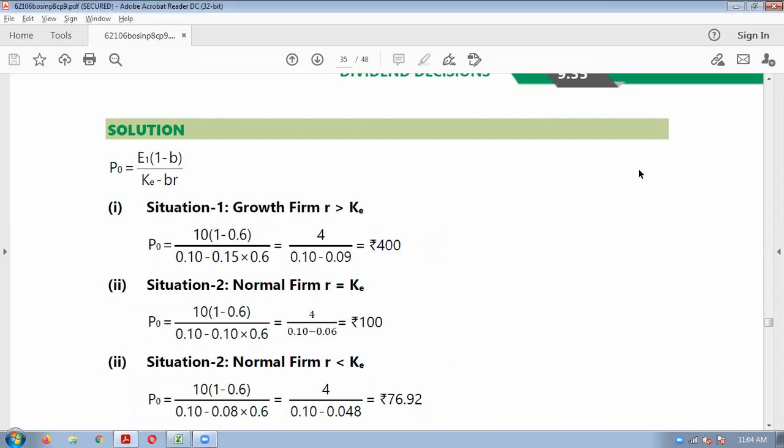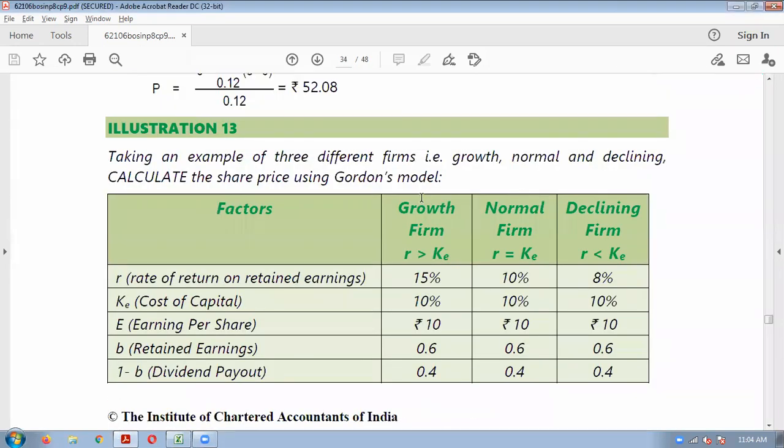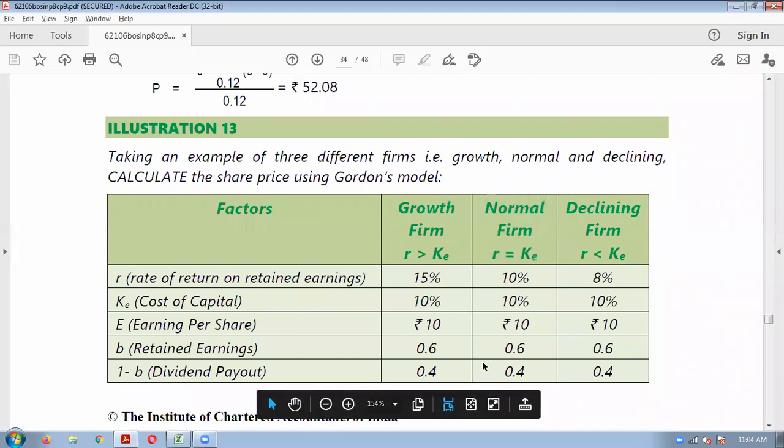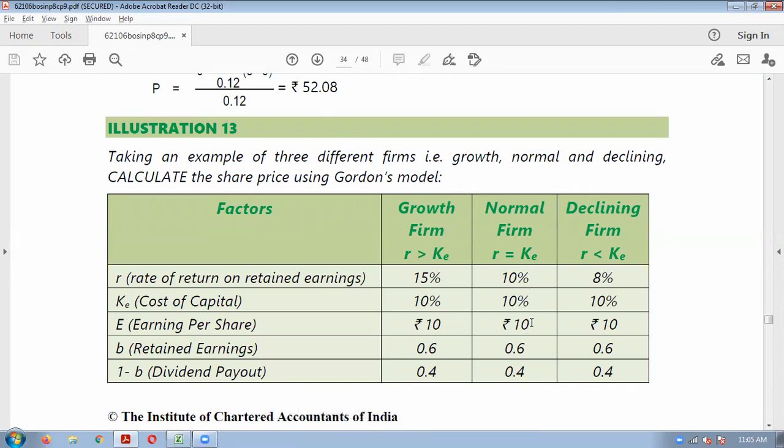Like this we can solve for the other firms also. How can you solve? For firm number 2, the normal firm, you get the growth rate as B into R, that is 0.6 into 10 percent. You will get the growth rate, then you can apply the formula. For a declining firm, you get the growth rate as B into R, 0.6 into 8 percent. You will get the growth. E1 is 10, E1 into (1 minus B) divided by K minus G. So you can solve like this for all 3 firms.